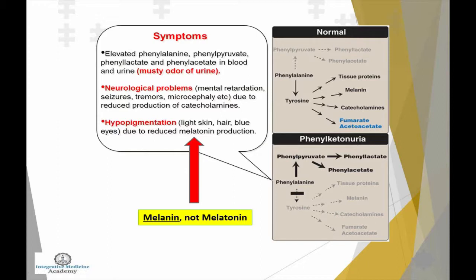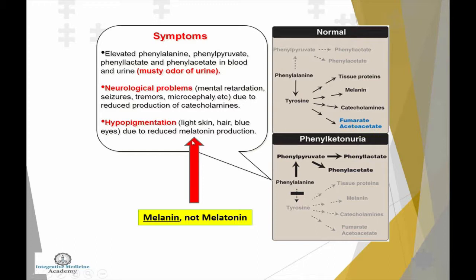So a defect in phenylalanine causing a problem in tyrosine can create mental retardation in kids. It can lead to seizures. It can lead to, even in severe cases, microcephaly. A lot of times what you will smell is the urine will have a musty odor to it. There also could be hypopigmentation, okay? Light skin, light hair, blue eyes, for example, because we're getting a reduction in melanin production.